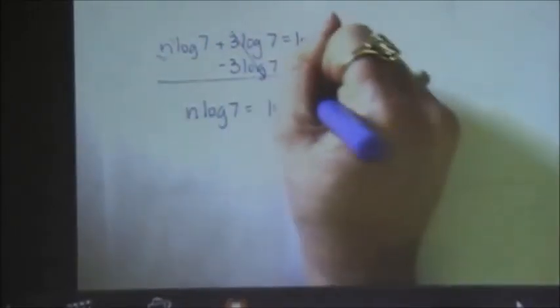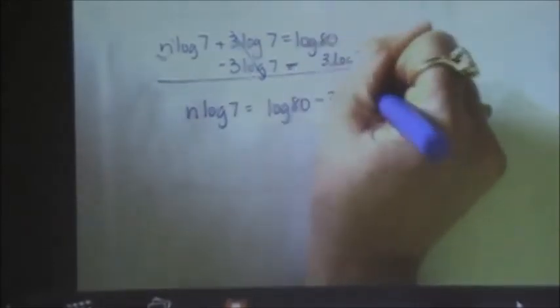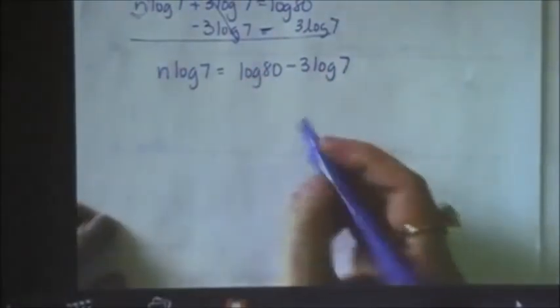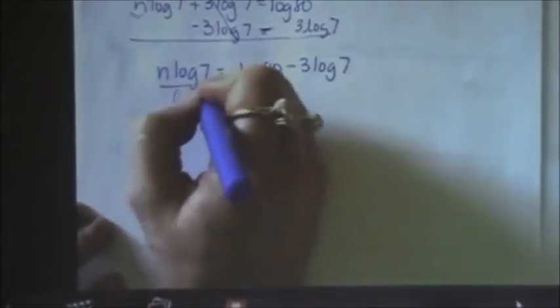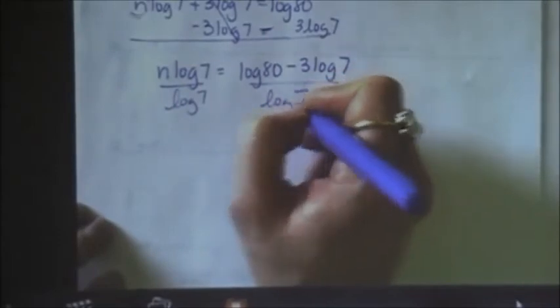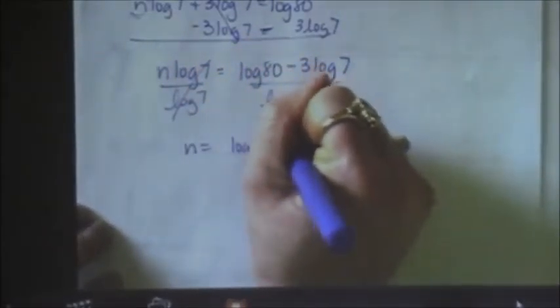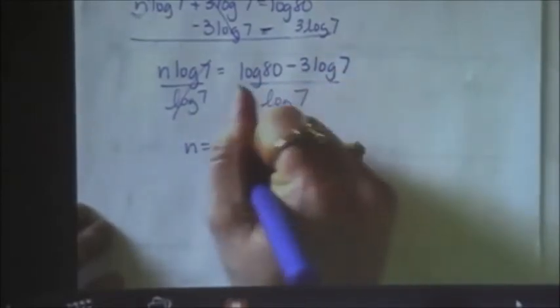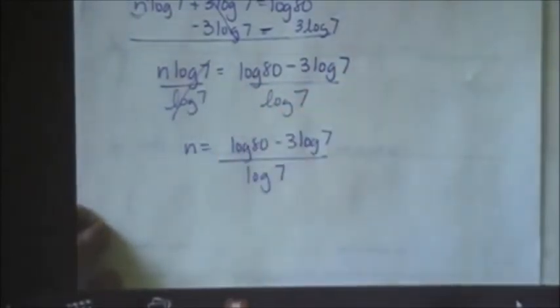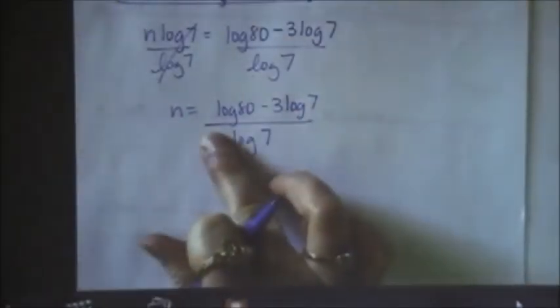And I get n log 7 equals log 80 minus 3 log 7. I can't subtract those two things. Just have to write it like that. And now I'm going to divide by log 7. And I get n equals (log 80 minus 3 log 7) divided by log 7. And that's it. That's your exact answer. You can plug that into your calculator and get your decimal approximation if they ask for it.